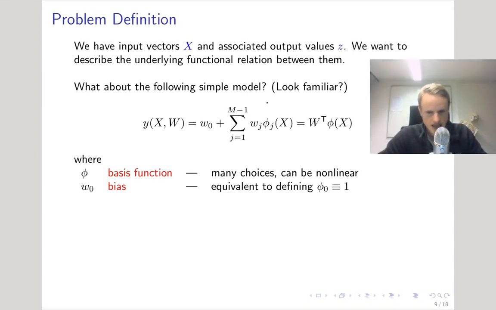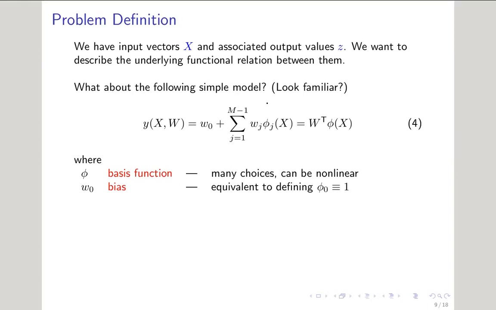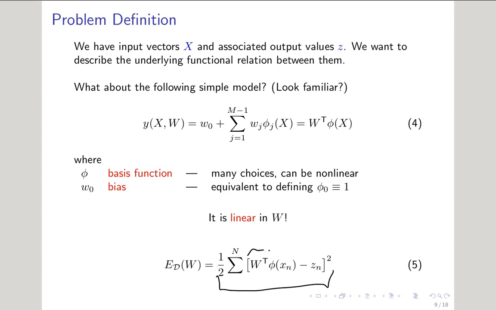Wait a minute. I thought we were doing linear regression. Well, if you look at equation number 4, you'll see that it is linear with respect to the input variables x. That means it is linear in terms of w. Putting this all together, we see a familiar form of the sum of least squares error function, utilizing this new form for w.